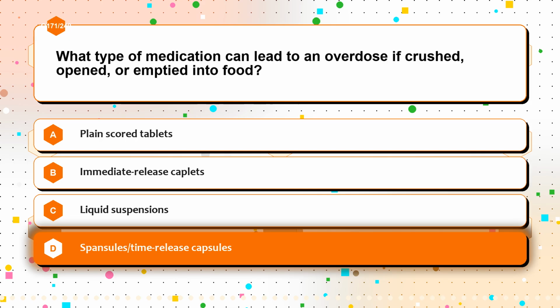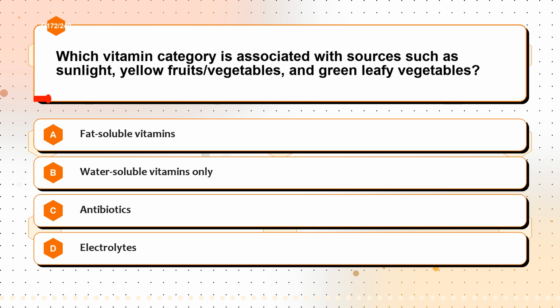The correct answer is option D. Spansels/time-release capsules. Question 172. Which vitamin category is associated with sources such as sunlight, yellow fruits/vegetables, and green leafy vegetables? Here are the options. Option A. Fat-soluble vitamins. Option B. Water-soluble vitamins only. Option C. Antibiotics. Option D. Electrolytes.